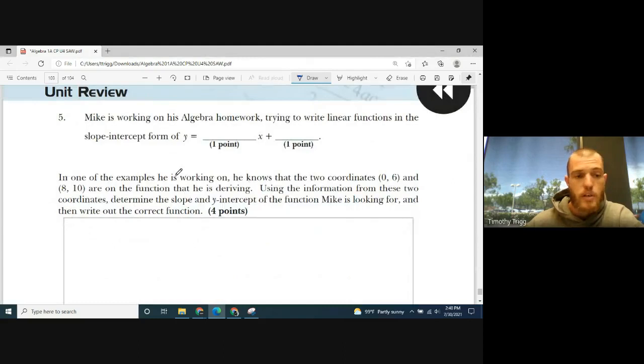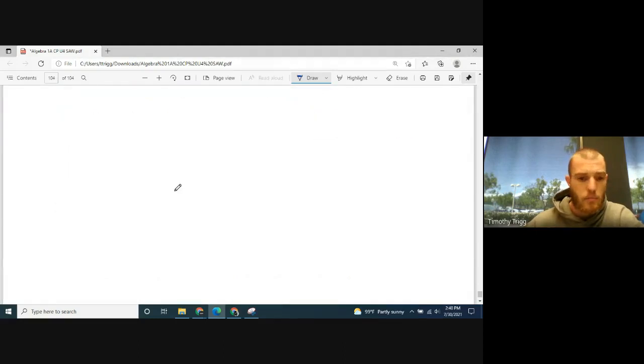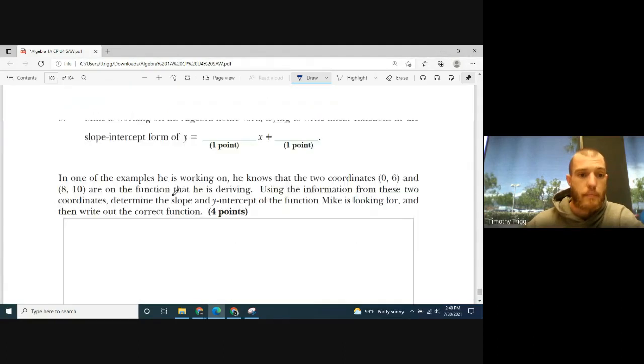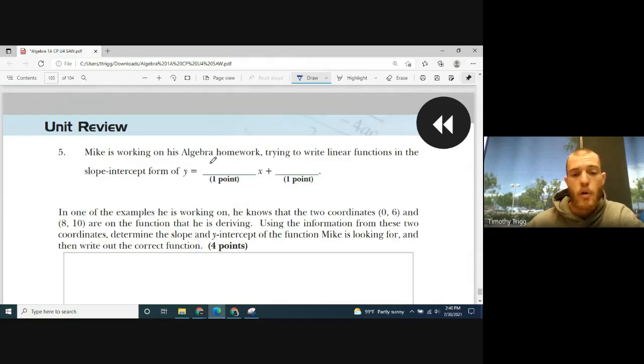Last one, question 5. Mike is working on his algebra homework and is trying to write linear functions in the slope-intercept form of y equals mx plus b. So here they're just looking for the slope-intercept form, which is y equals mx plus b. It's what we've been talking about this whole time. It's called the slope-intercept form of a line.